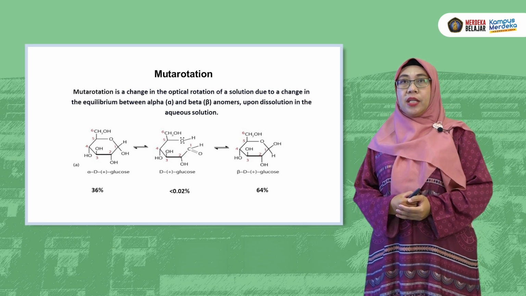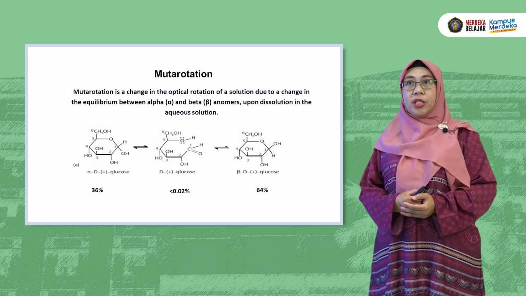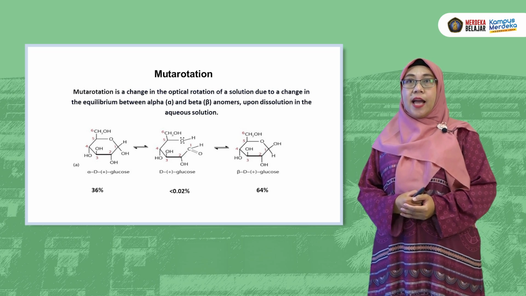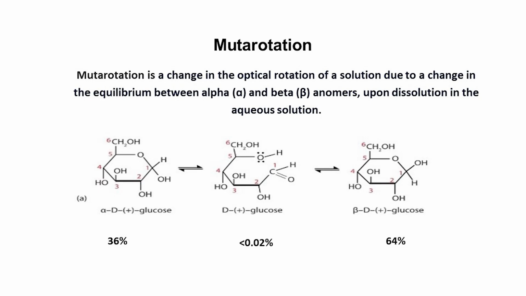Mutarotation is a change in the optical rotation of a solution due to a change in the equilibrium between alpha and beta anomers. The alpha and beta anomers are in equilibrium and interconvert through the open form. The percentage of alpha anomer is about 36%, beta is 64%, and a very small amount is in the linear form, less than 0.02%.